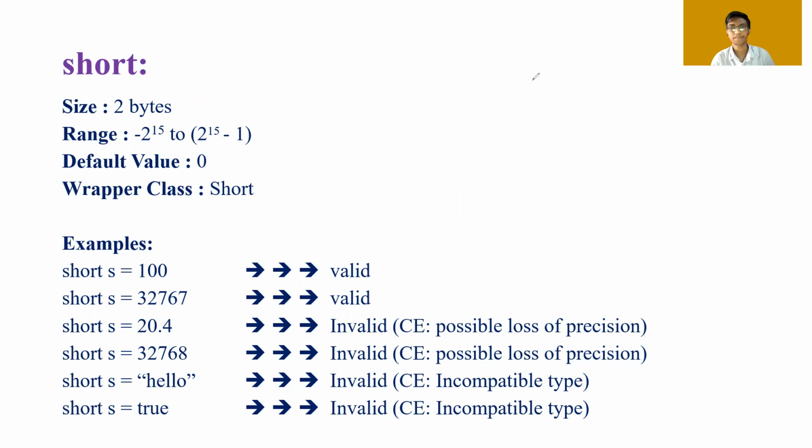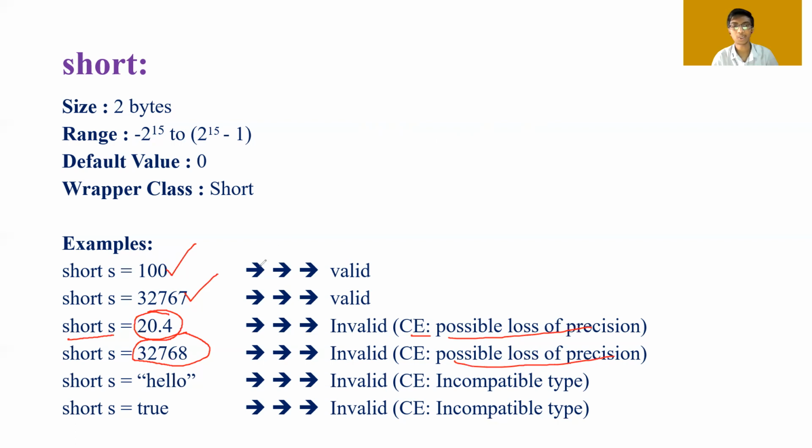Now see here some examples. 100, yes, it is in the range, you are able to hold it. 32767 is the maximum value, you can hold it, no issues. See here the same example. When you hold floating point or decimal data in the short variable, you will get a compile time error saying possible loss of precision. Similarly, if you go out of the range, it is also not possible to hold it. In that case also you will get possible loss of precision.